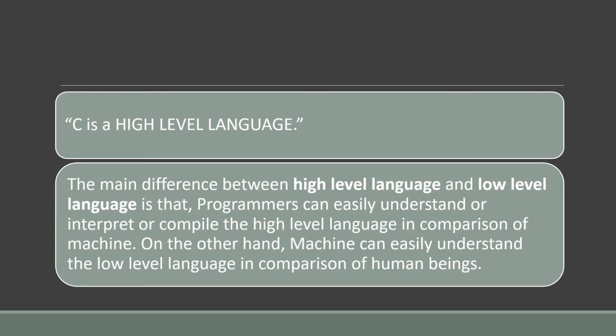The main difference between a high-level and a low-level language is that programmers can easily understand, interpret or compile the high-level language in comparison to the machine. On the other hand, machines can easily understand the low-level language in comparison to human beings.